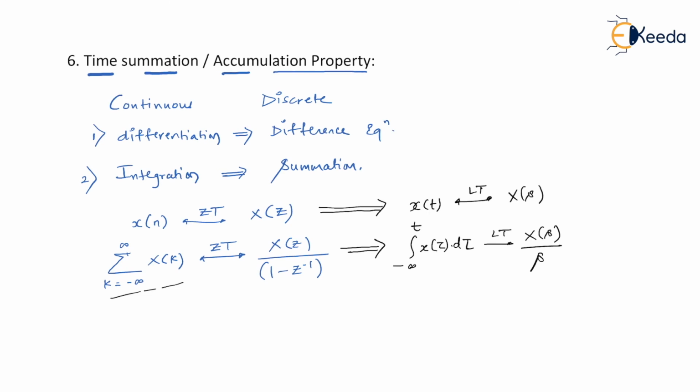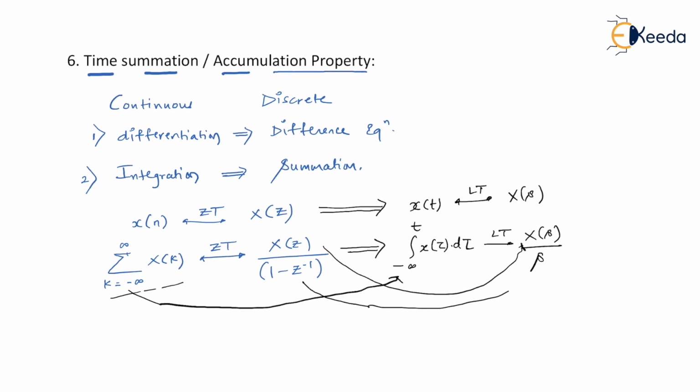Here, if you see very well, this summation refers to integration, X of z refers to X of s, and 1 minus z inverse refers to s. As we have already seen in the time difference property, I told you that s has some covariance with 1 minus z inverse. So in fact I can explain this property the other way around.